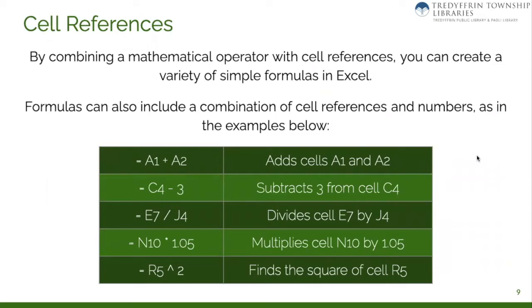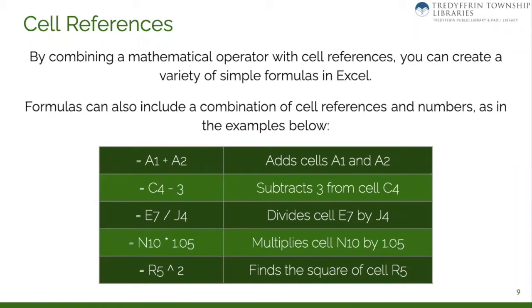By combining a mathematical operator with cell references, you can create a variety of simple formulas in Excel. Formulas can also include a combination of cell references and numbers, as in the examples below. So here on the left-hand side of this table, I have some sample formulas that you can use in Excel. If we were to type in equals A1 plus A2 into A3, we will see the value of the cells A1 plus A2 added together.